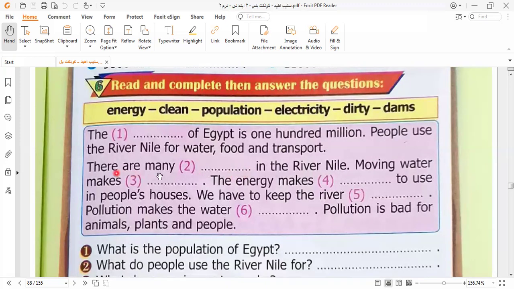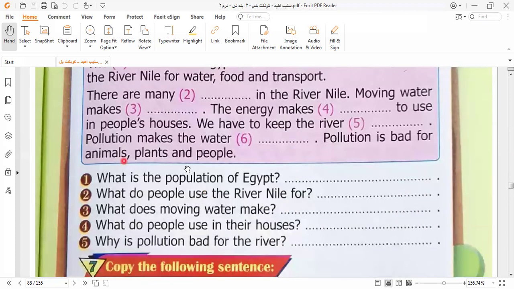There are many dams. Moving water makes energy. The energy makes electricity to use in people's houses. We have to keep the river Nile clean. Pollution makes the water dirty, and pollution is bad for what? Bad for animals, plants, and people.